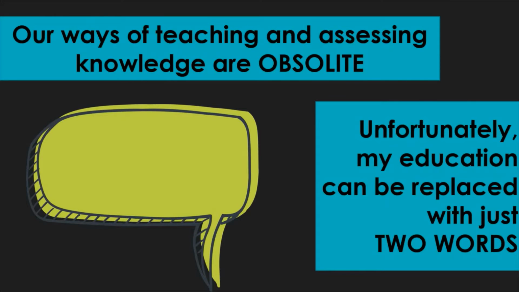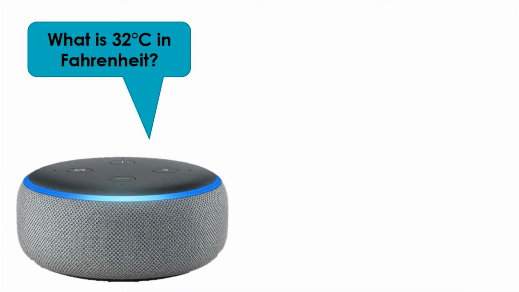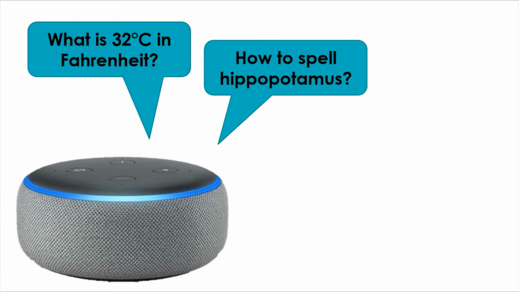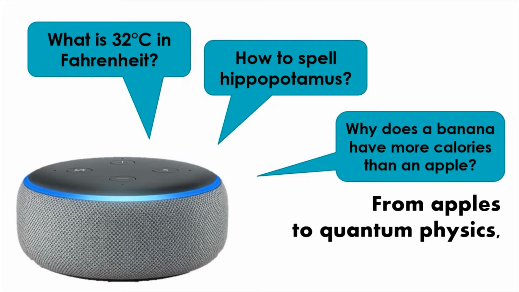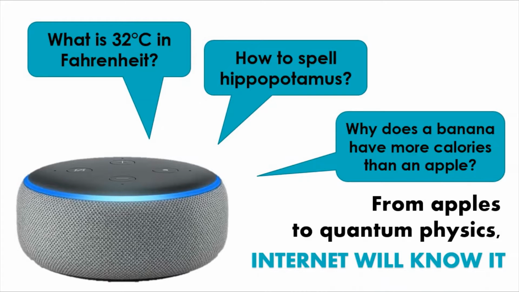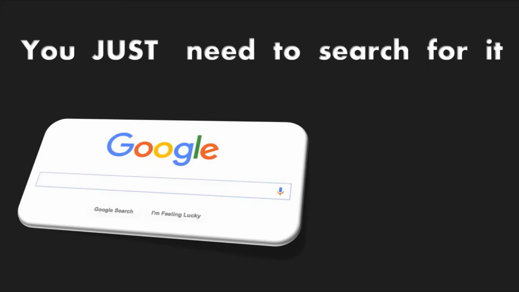Unfortunately, my whole education, all 19 years of it, can now be replaced with just two words. Hey Alexa, what's 32 Celsius in Fahrenheit? How do I spell hippopotamus? And why does a banana have more calories than an apple? So, no matter what you need, from apples to quantum physics, internet will know it. You only need to search for it.